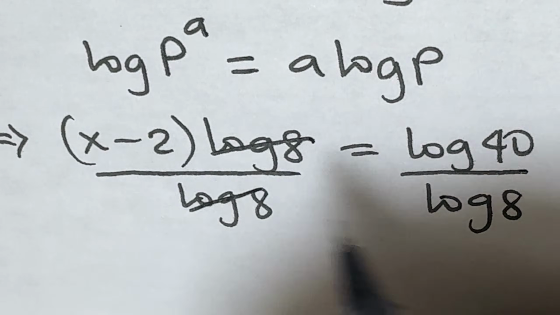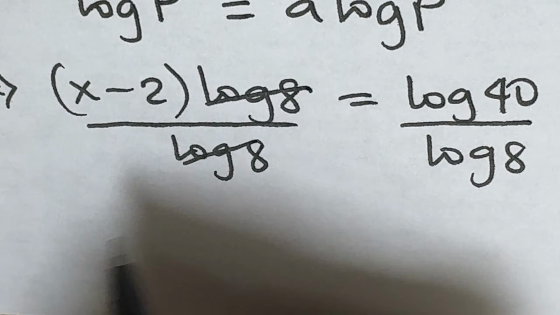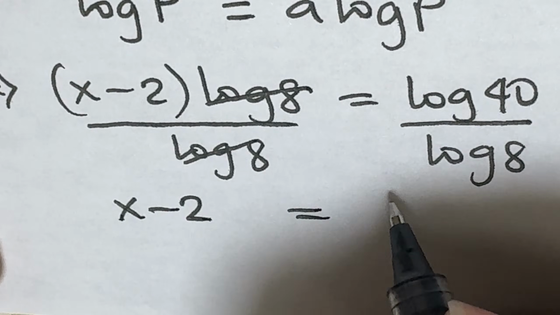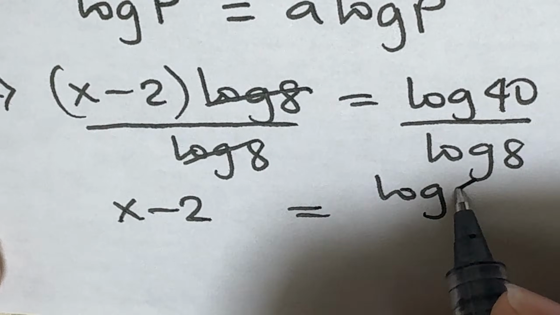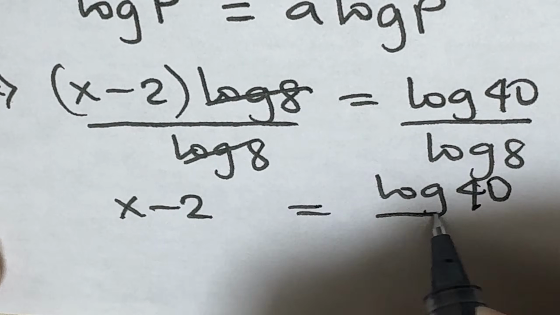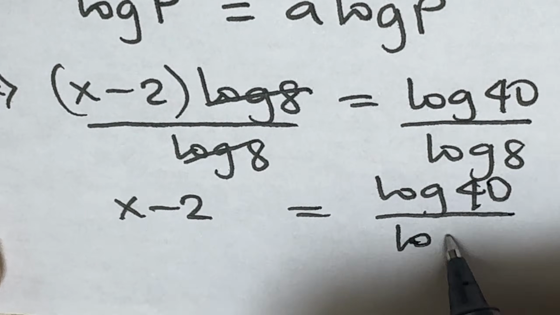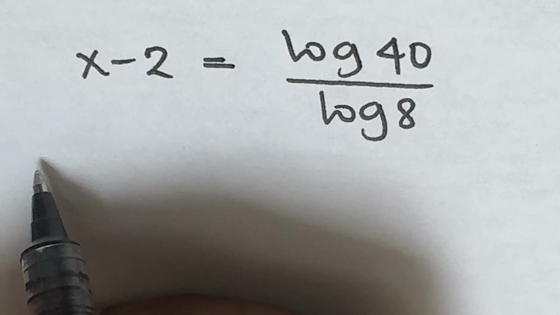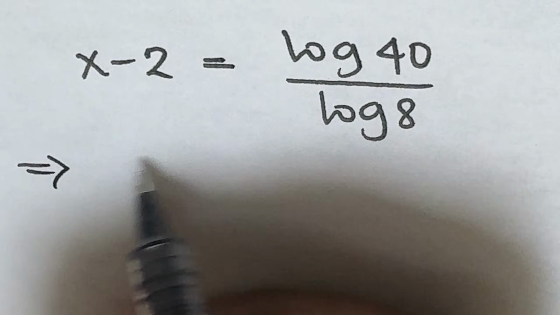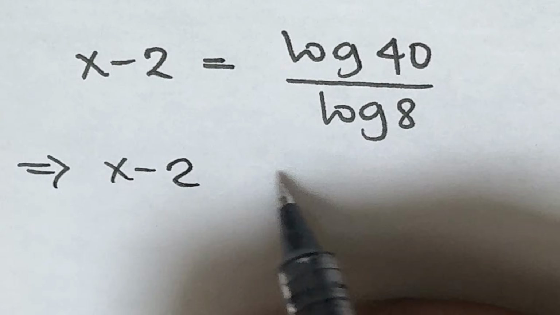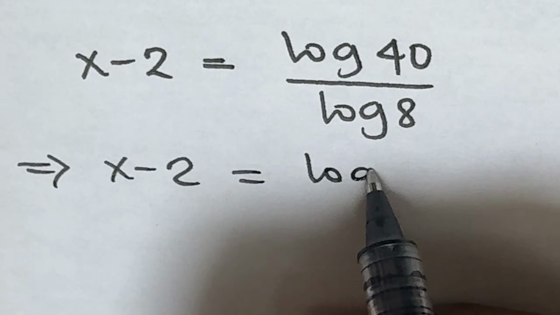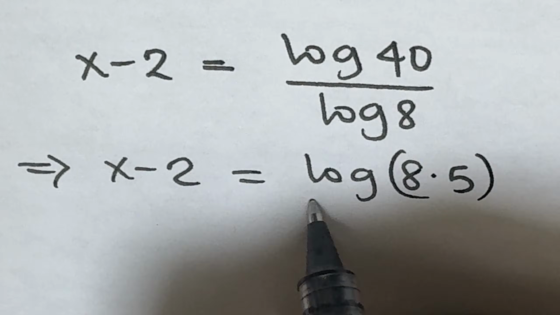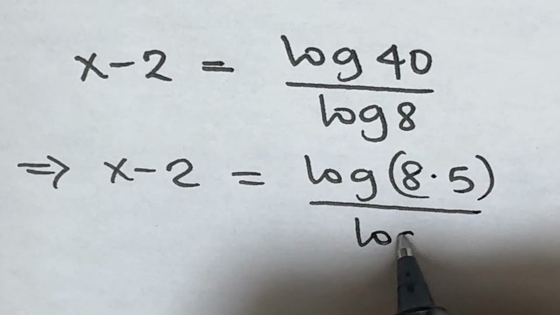This cancels this, and we are left with x minus 2 is equal to log 40 divided by log 8. I can rewrite this as x minus 2 is equal to log of 40, which is 8 times 5, then divided by log 8.